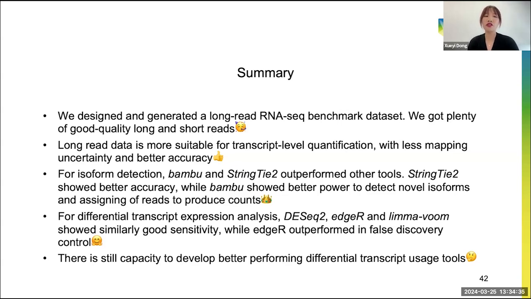While for isoform detection, we compared 6 different tools, and we found out that bambu and StringTie2 are the tools that are outperforming the other tools, while StringTie2 showed better accuracy, but bambu showed better power to detect novel isoforms. Well, for DTE analysis, we found out that DESeq2, HR, and limma-voom showed similar good sensitivity, while HR outperformed in the false discovery control. But for DTU analysis, there is still a capacity to develop better performing tools for that task.